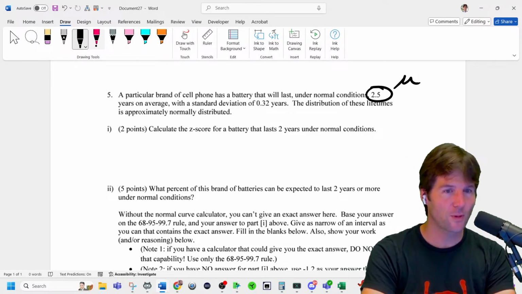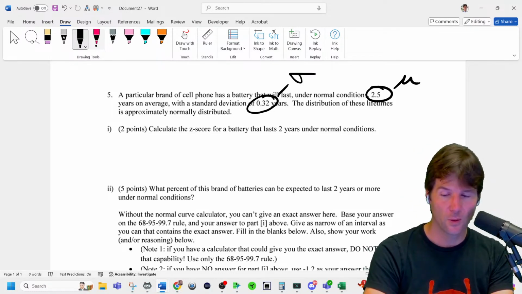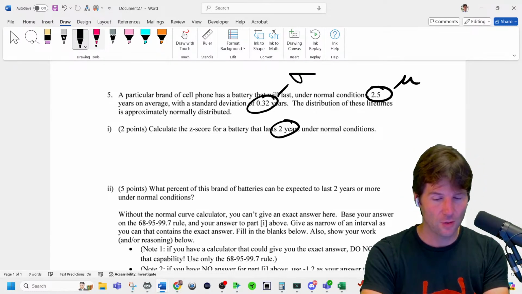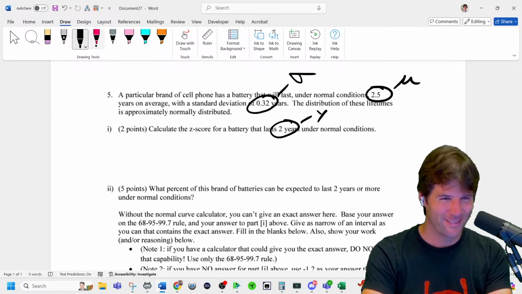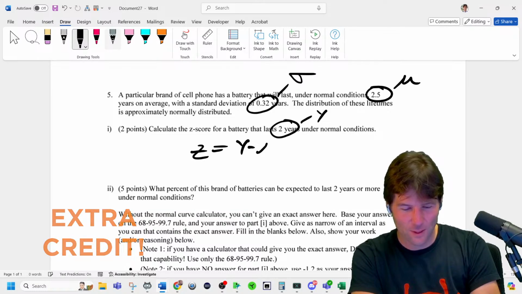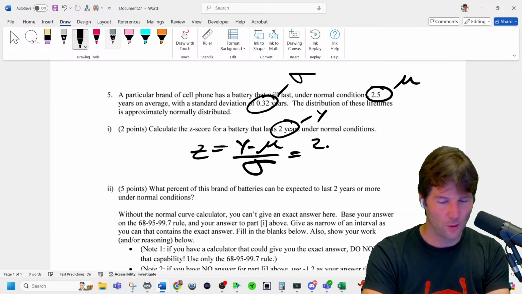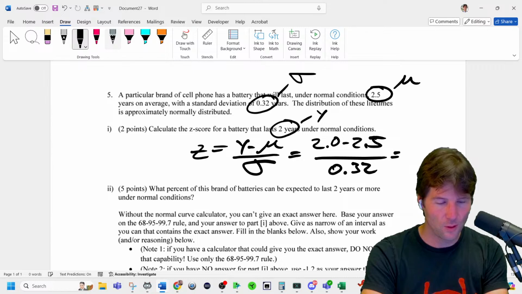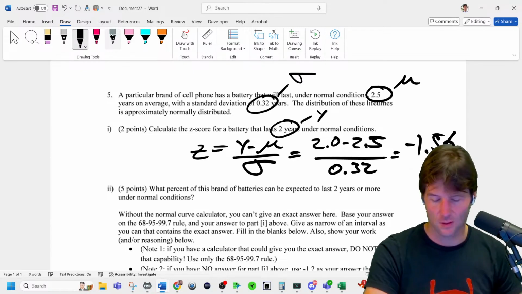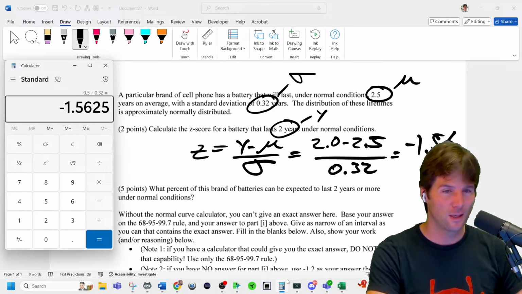Observation, z-score equals observation minus mean over standard deviation. Great job, Noel. So what you see right here is we want the z-score of a battery that lasts 2 years, and that's the observation. Nice job, Christopher. So z-score equals observation minus mean over standard deviation, and that is going to equal 2.0 minus 2.5 over 0.32. I think it is negative 1.56. Let's see what that is. So 2 minus 2.5 over 0.32, negative 1.56. Nice job, Noel. You got it.